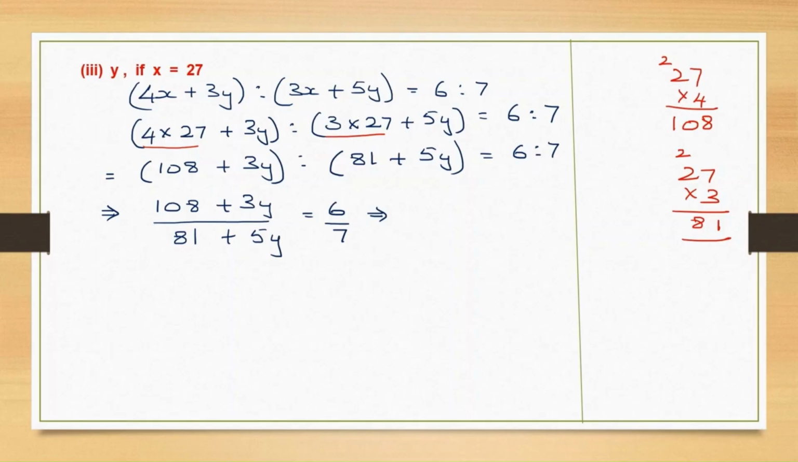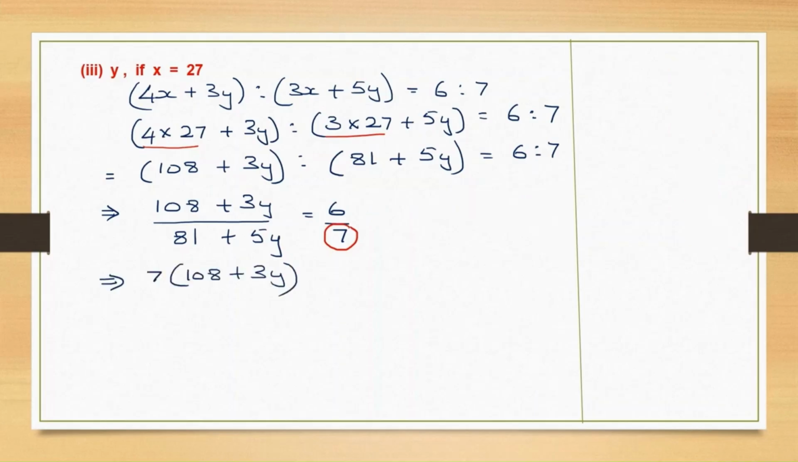So first I'm going to transpose 7 to the left hand side. Here it is division. When I transpose it, it becomes multiplication. So that becomes 7 into, now the numerator is 108 plus 3y. I'm going to leave it as it is. Now on the right hand side I have 6. Let me leave it as it is. Now I'm going to transpose this to the right hand side. Here it is division. When it goes to the right it becomes multiplication. That is 81 plus 5y. So now let's work this out and see.